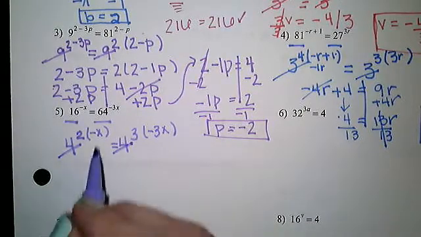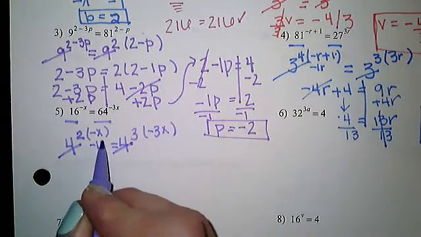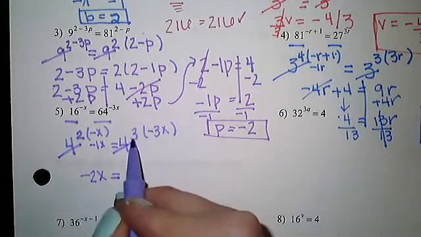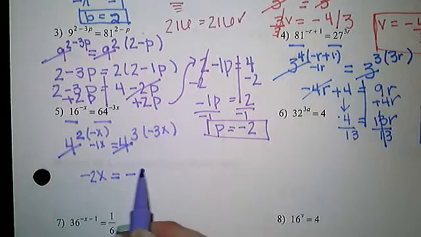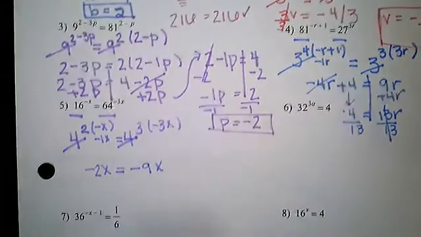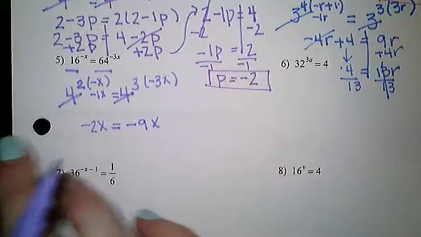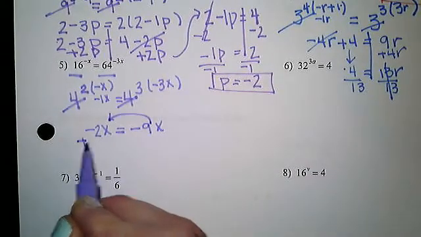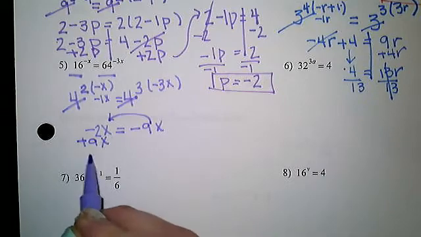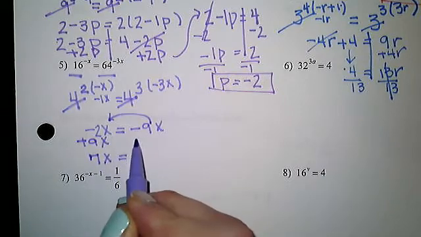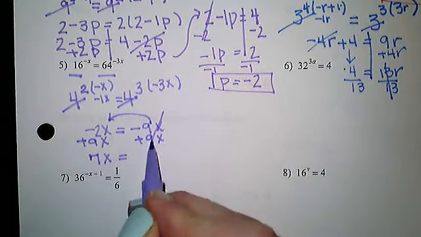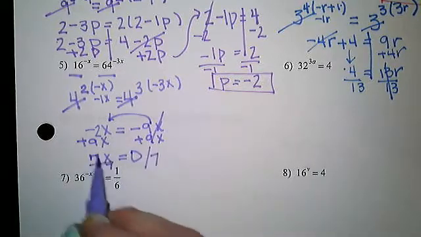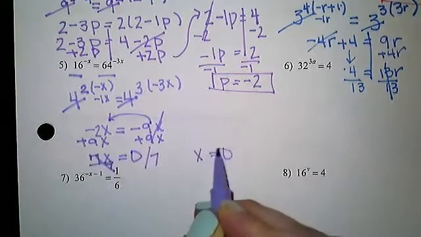2 times -x, you can make that a -1x if you prefer, is -2x. And 3 times -3x is -9x. It's only x's here, so you can choose which side you want to bring them to. And we have 0 as a placeholder, divided by 7, x equals 0.